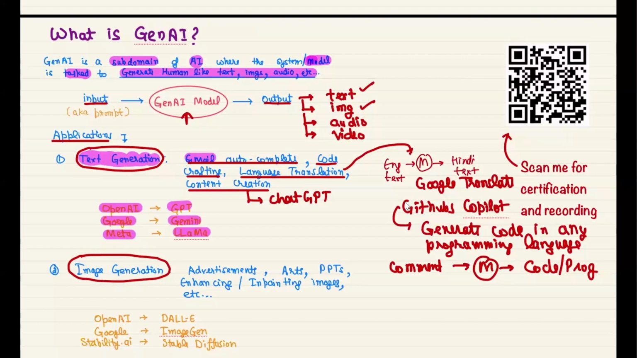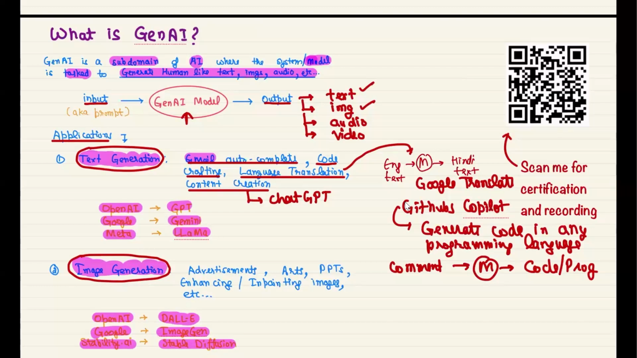Similarly, do we have image generation models? Yes, we do. Image generation models like DALL-E. Do you know which company has created DALL-E? OpenAI again has created DALL-E. Google has created something called ImageGen, and Stability AI has created one of the state-of-the-art models called Stable Diffusion, which is open source and openly available for everyone. Is this making sense to all?